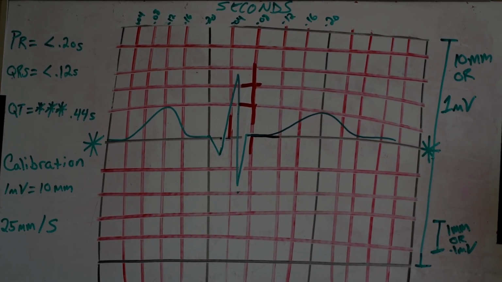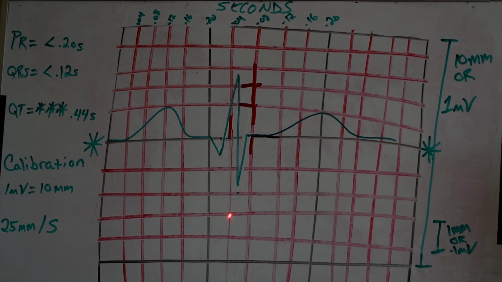Remember your calibration. Always, always, always check your calibration first. 10 millimeters, so 10 of these small boxes in amplitude, should come out to 1 millivolt. The paper should be traveling at 25 millimeters per second. And again, remember when you look at an EKG, this is not drawn to scale, so it's going to look very different. But one more time, the PR interval is the start of the P wave to the start of the QRS complex. The QRS complex is the start of the entire complex to the end of it. It should be 0.12 seconds or less.